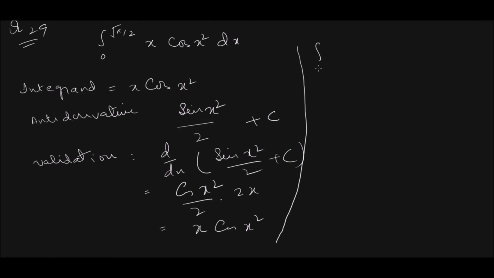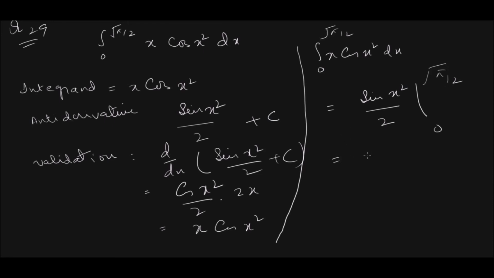Now to evaluate the integral from 0 to square root of pi by 2 of x cos x square dx, this is equal to, we will not consider c in this case, because by plugging in the limits c minus c is 0, so it will vanish anyway. So I'm not going to write the antiderivative with c, I'll write it without c. So this is equal to sine x square over 2 from 0 to square root of pi by 2. And this is an application of part 2 of the fundamental theorem, right?